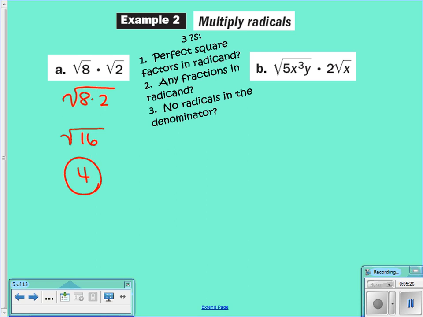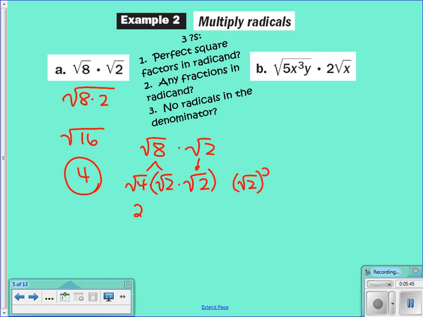You can go about that answer this way, or did you notice that the square root of 8 could be split into the square root of 4 times the square root of 2, and then times the square root of 2? Well, that gives me 2. So the square root of 4 is 2. And if I take the square root of 2 times the square root of 2, that's pretty much like the square root of 2 squared, which just equals 2. And then, hey, we still get an answer of 4.